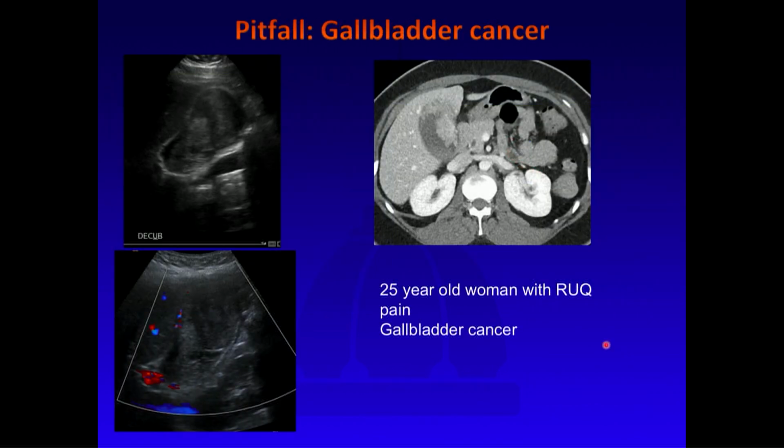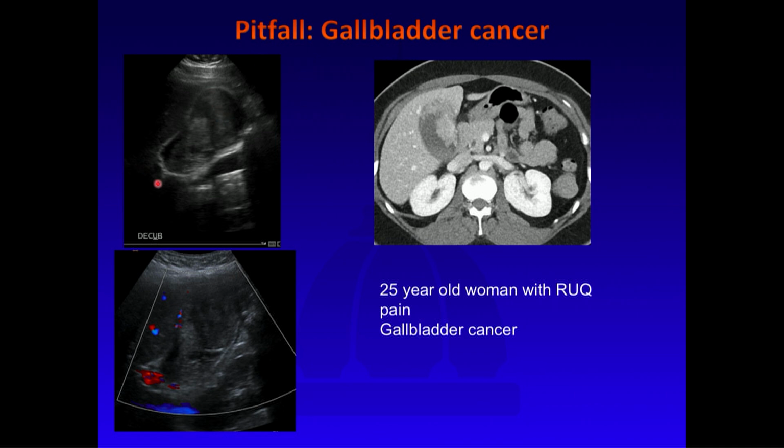Another pitfall that I think is very dangerous is missing gallbladder wall cancer. And gallbladder cancer is, I think, more difficult to diagnose than we think. So in this case, we didn't miss it. This was a 25-year-old woman, and this cancer can present with right upper quadrant pain. So this patient will show up in your emergency department. So she was 25 years old.